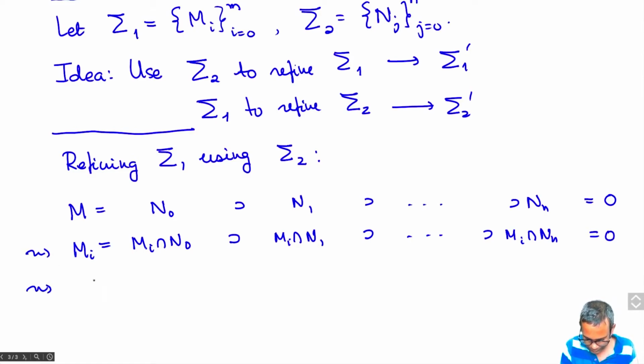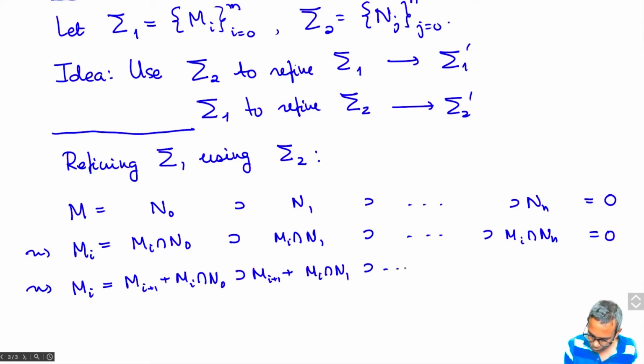So the next step is we have Mi, but let's just add Mi+1 to all these modules. So this is the same as Mi+1 + Mi ∩ N0, and that contains Mi+1 + Mi ∩ N1, and so on. And finally we have Mi+1 + Mi ∩ Nn. Okay, and this last term is equal to Mi+1.